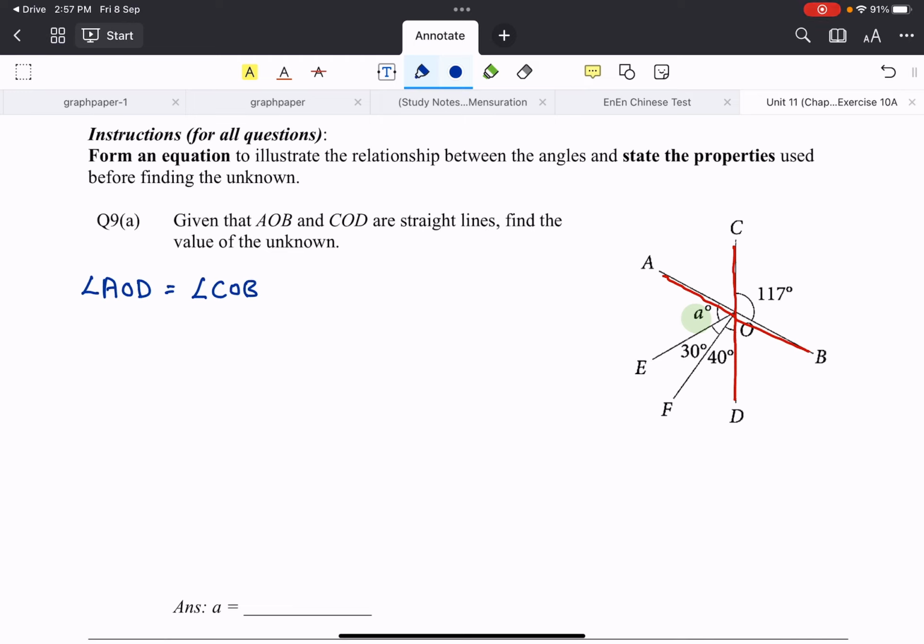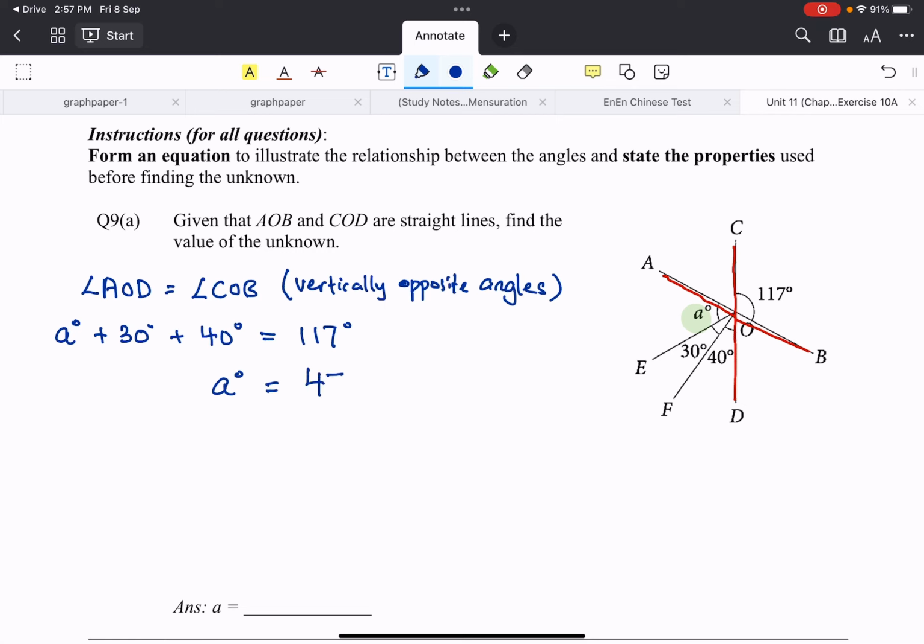And let's put down the reasons why they are equal. In this case, they are vertically opposite angles. Right, so once we have that, let's fill in the information we know. We have A degrees plus 30 degrees plus 40 degrees equals 117 degrees. Right, so that works out to A degrees being the same as 47 degrees.